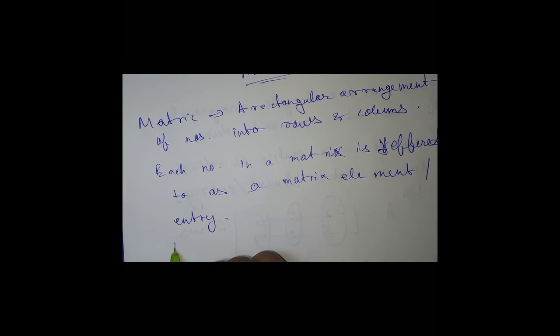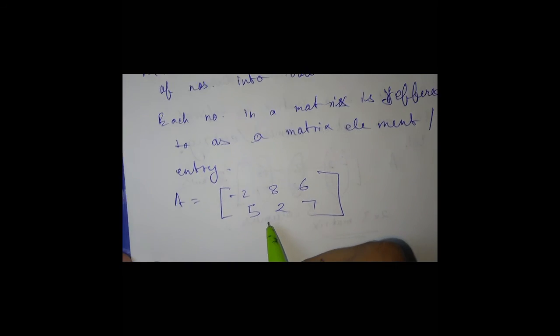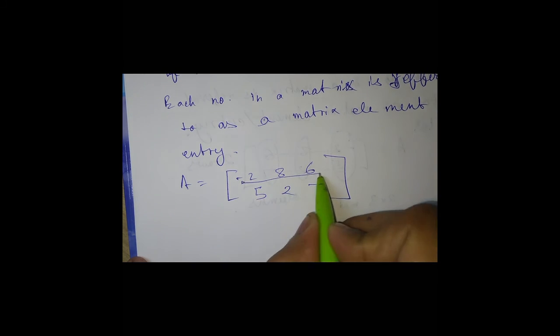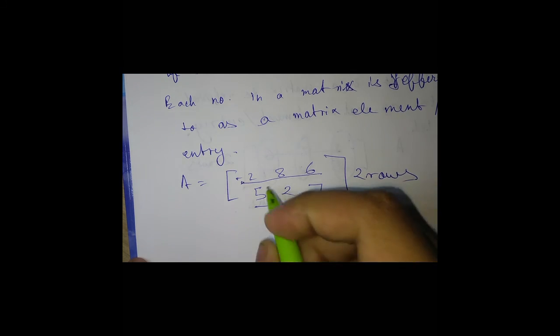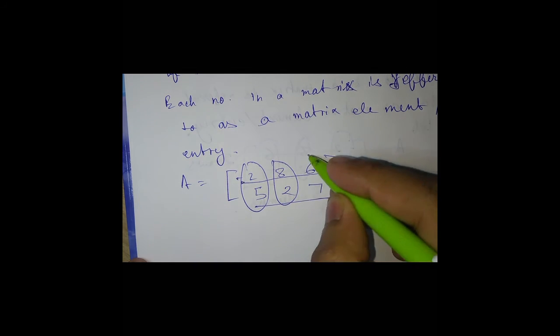Let us take an example of a matrix A with elements -2, 8, 6, 5, 2, and 7. This matrix contains two horizontal arrays called rows and three vertical arrays called columns.